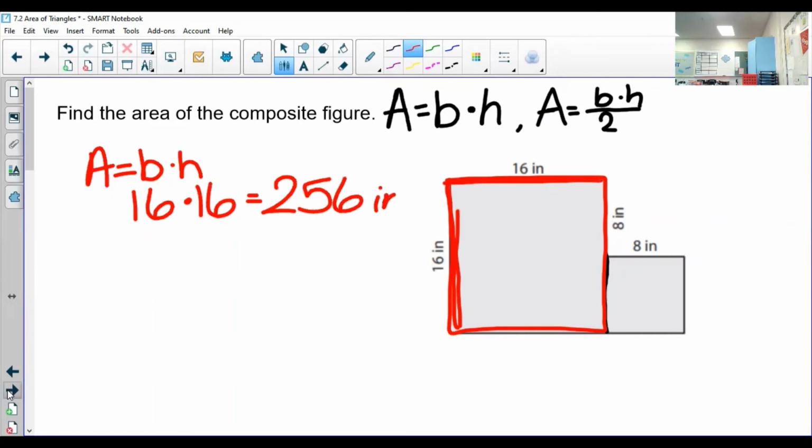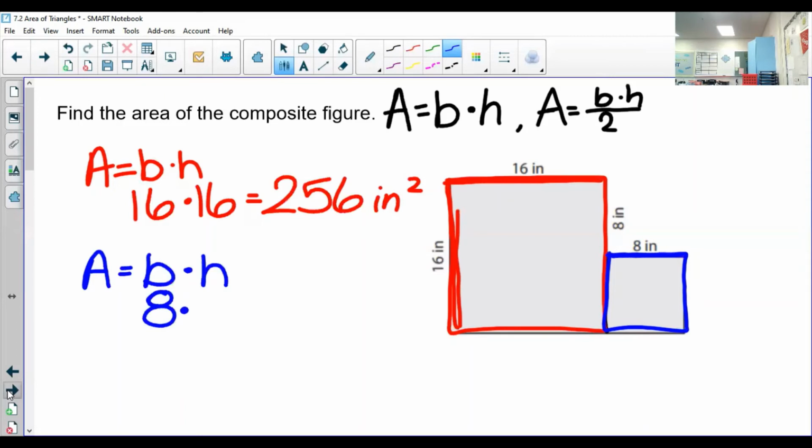256 inches squared is the area of the big rectangle. Now let's do the area of the little rectangle. Okay, same thing. Area equals base times height. Okay, what is the base? The base is 8 times the height, which is this distance right here.